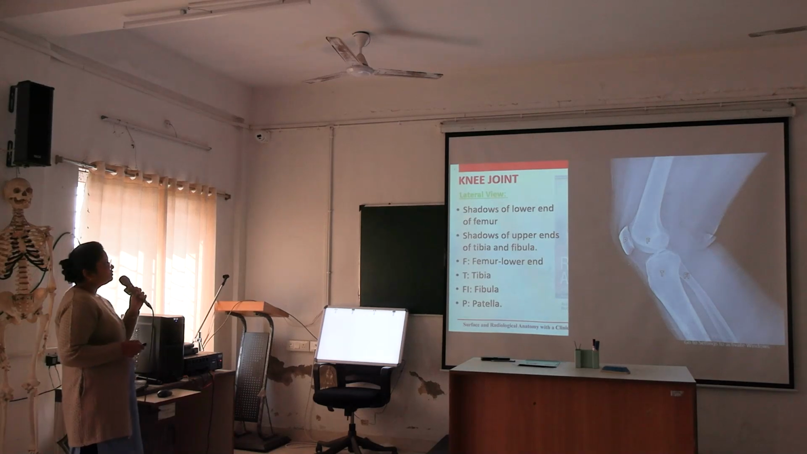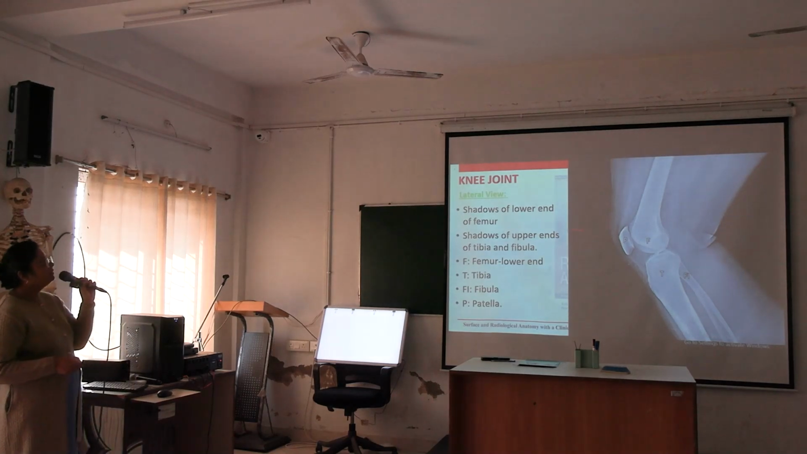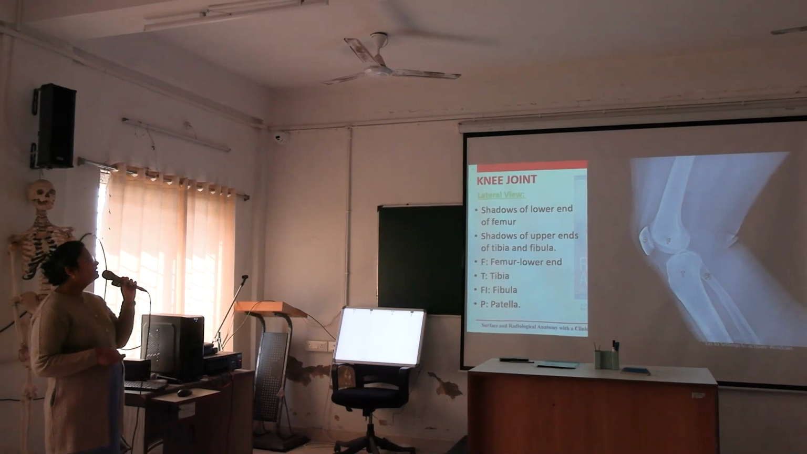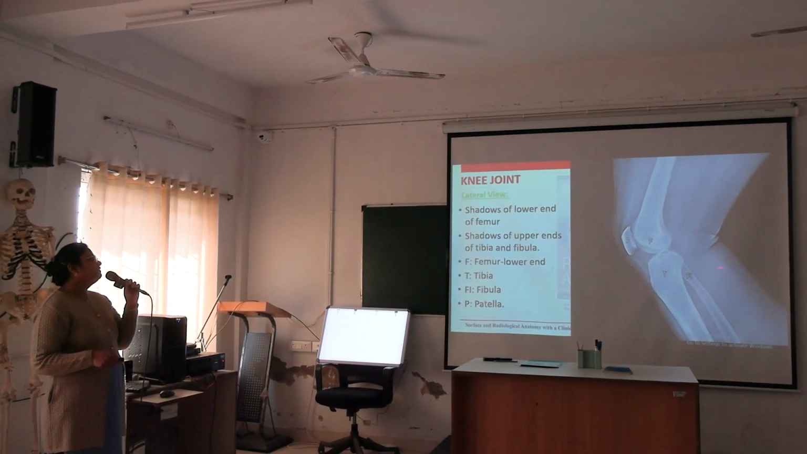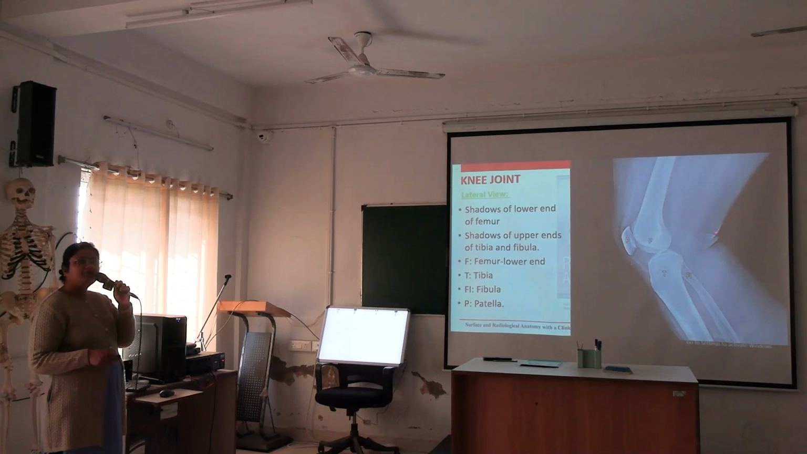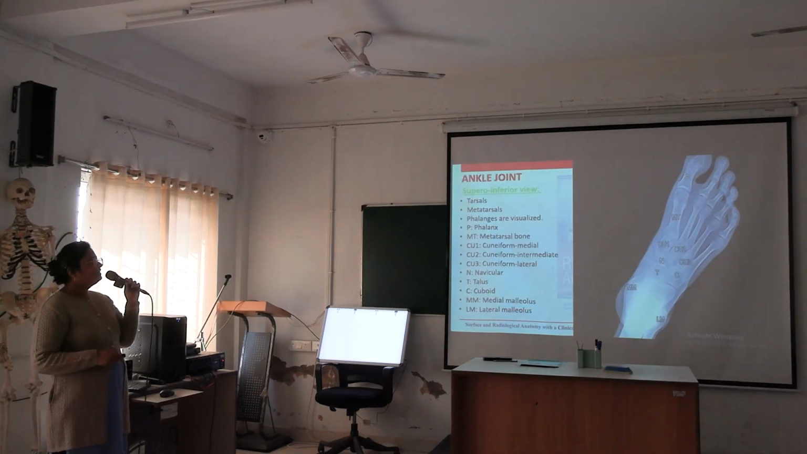Okay. So in lateral view, shadows of lower end of femur, shadows of upper ends of tibia and fibula. F is femur lower end, T is tibia, FL is fibula and P is patella. All these structures you will see. And these are soft tissue shadows of muscle, skin, fascia like this. Okay. Next we go to ankle joint.